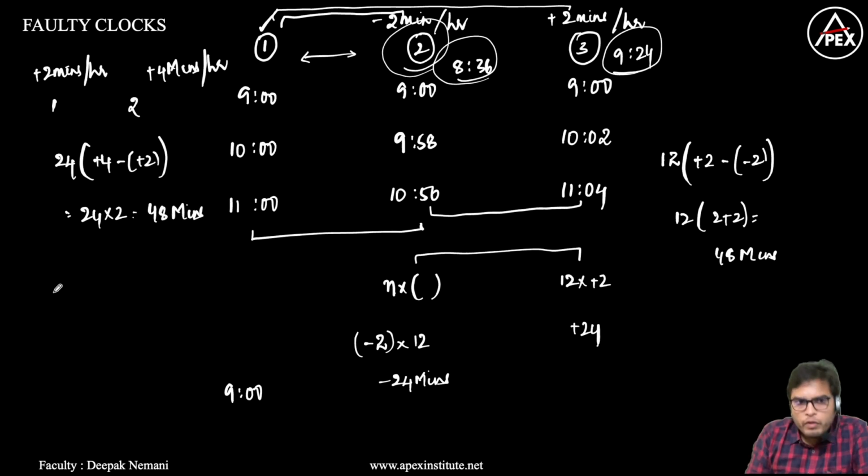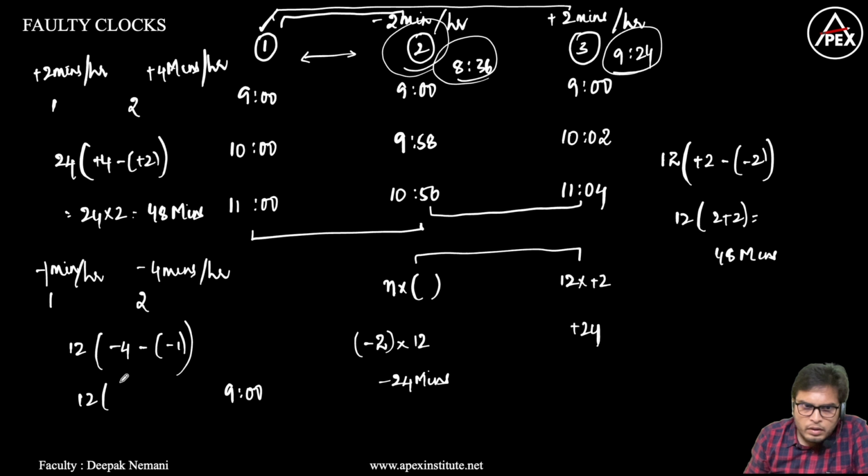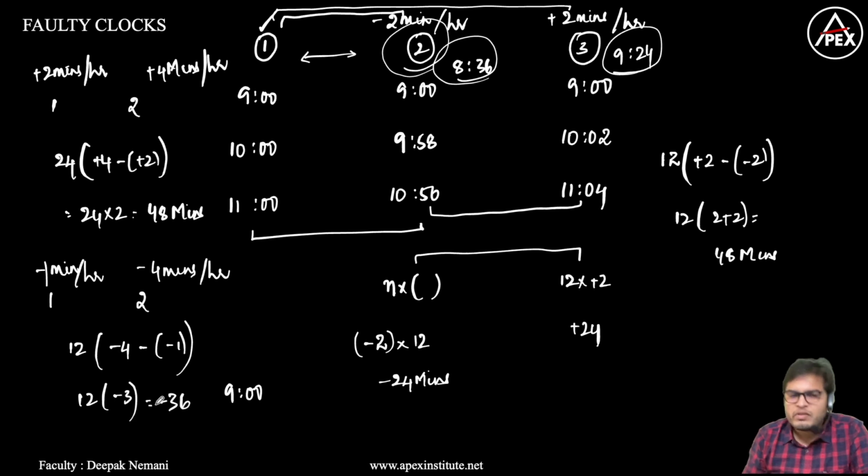Now similarly, if you have two clocks both losing time, for example, let this be losing 1 minute per hour and let this be losing 4 minutes per hour, right? Now the difference between the times in these two clocks after, let us say, 12 hours will be 12 into minus 4 minus of minus 1, so 12 into minus 4 plus 1, minus 3, which is nothing but minus 36.